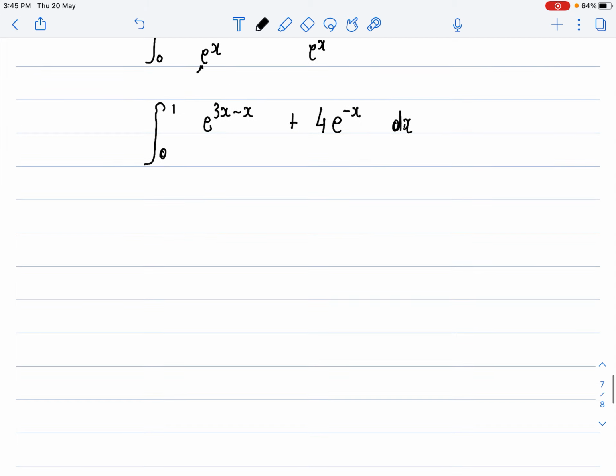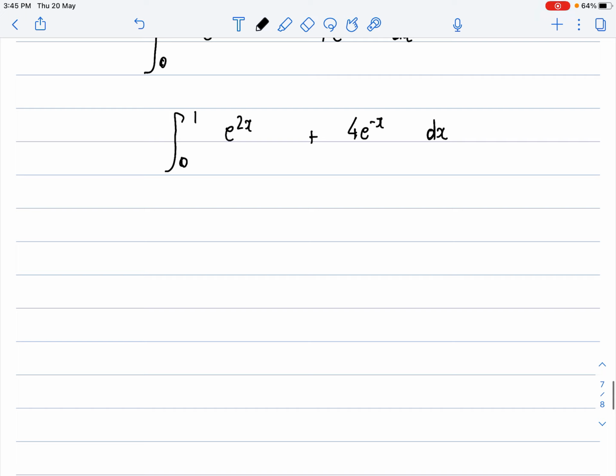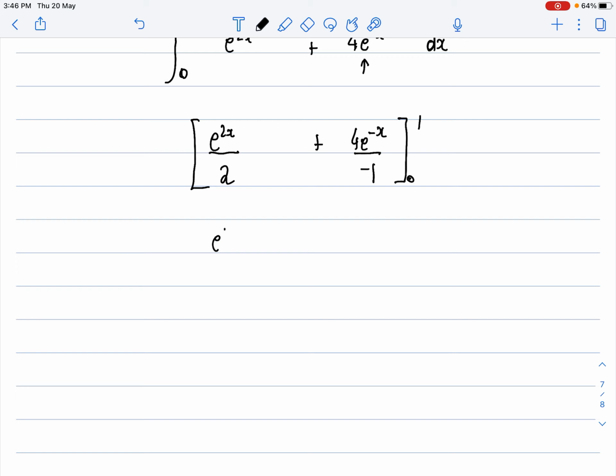So now I can write this as the integral from 0 to 1 of e raised to 2x plus 4 e raised to minus x, dx. Now the integration of e raised to 2x is e raised to 2x over the coefficient of x, which is 2, plus 4 e raised to minus x over minus 1, with the limits 0 and 1. So this can be written as e raised to 2x over 2 minus 4 e raised to minus x, with the limits 0 and 1.